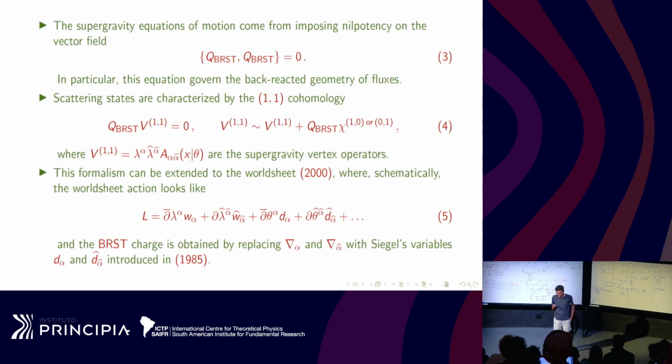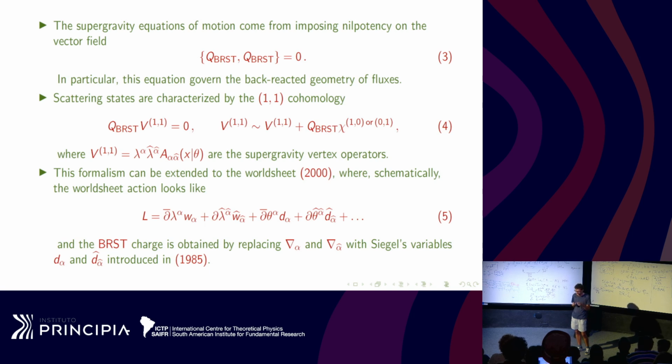The supergravity equations of motion come from imposing nilpotency on the vector field, given by equation 3. In particular, this equation governs the back-reacted geometry of fluxes. As soon as you turn on fluxes, this equation is going to give you how metrics should behave. Scattering states are characterized by the cohomology. Solving equation 3, you get a background, and then you can compute scattering states about this background. That's what equation 4 gives you, which is a cohomology of ghost number (1,1).